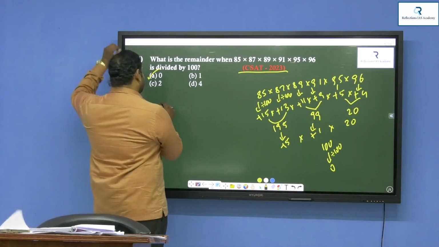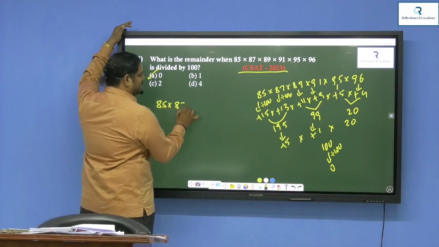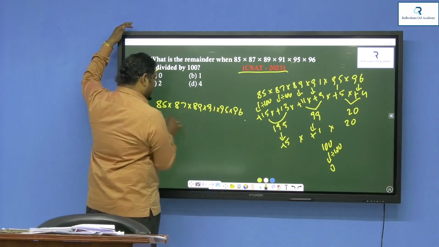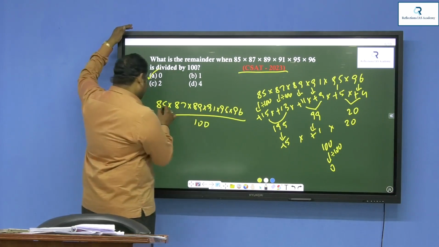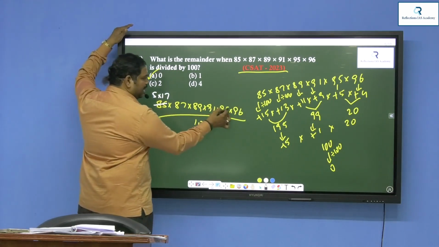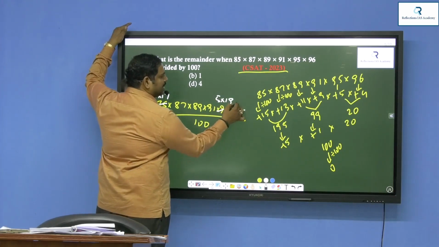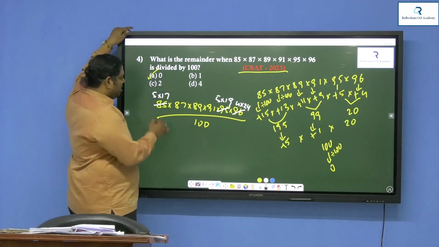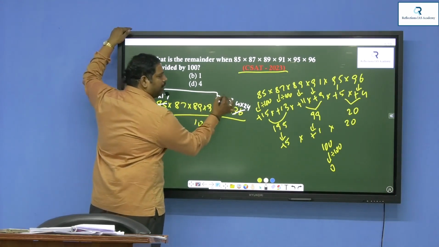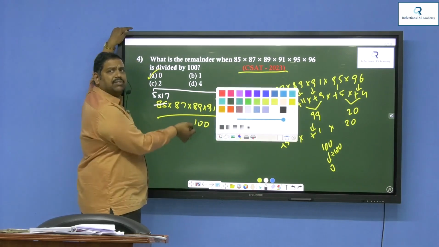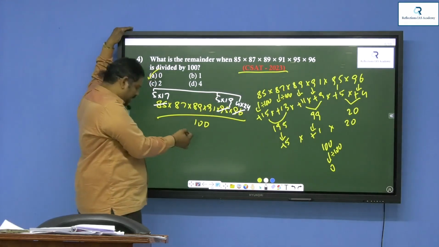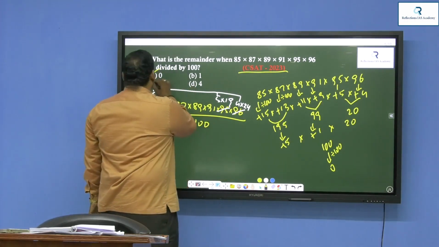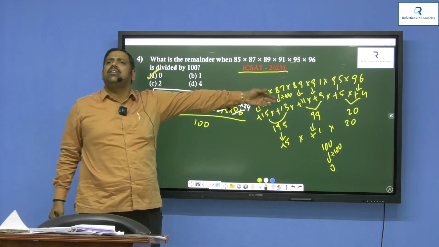The other point I can do is, so observe that 85 into 87 into 89 into 91 into 95 into 96 by 100 he is asking. Beautiful. Sir, 85 means 5 into 17, 95 means 5 into 19, 96 means 4 into 24, right or wrong? 5 5s are 25, 25 4s are 100. 100 is divisible. If 100 is divisible, I can say that the remainder is 0. So this is the logical, that is the conventional at least.